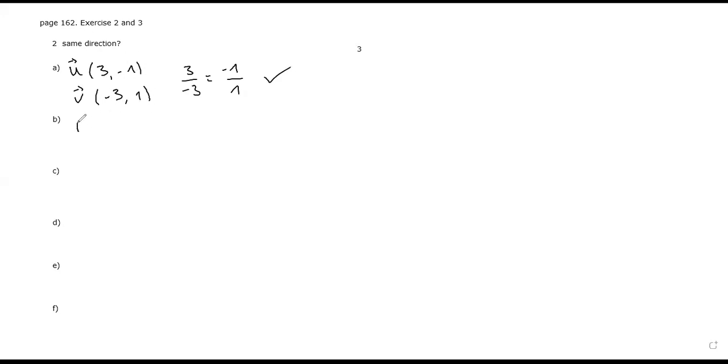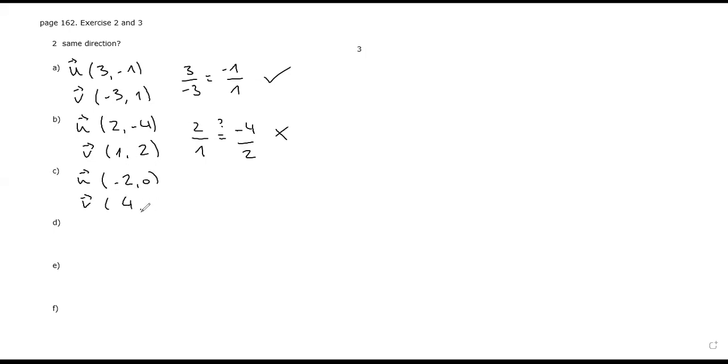B: the vector u now is (2, -4), and vector v is (1, 2). I do the same thing. I compare them. Here I have 2 divided by 1. Is it the same as -4 divided by 2? And the answer is no, because they have the same value, but not the same sign. So the answer is no.